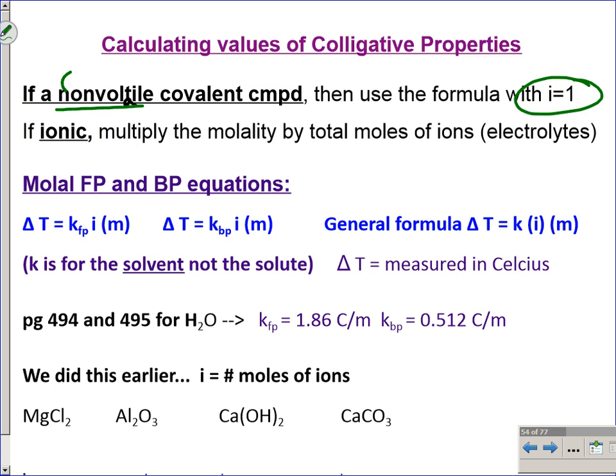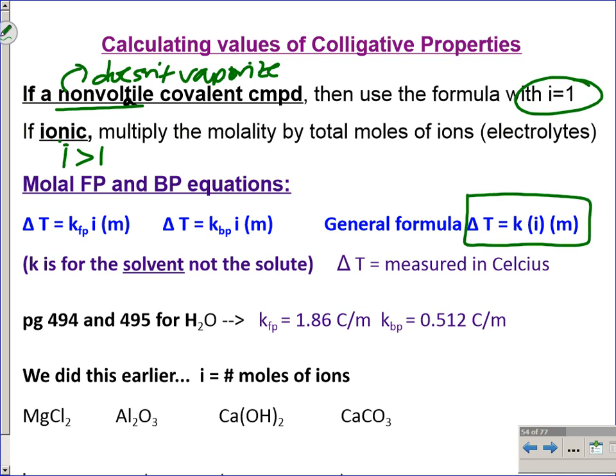Non-volatile also means that it doesn't vaporize easily, meaning it's going to stay in that solution, so we're not losing molecules, and it's going to impact the freezing point or boiling point. Whereas ionic compounds will differ, so the i factor will be greater than 1. They are strong electrolytes. So the general equation is delta T is equal to K i m. K is the molal freezing point or boiling point constant.